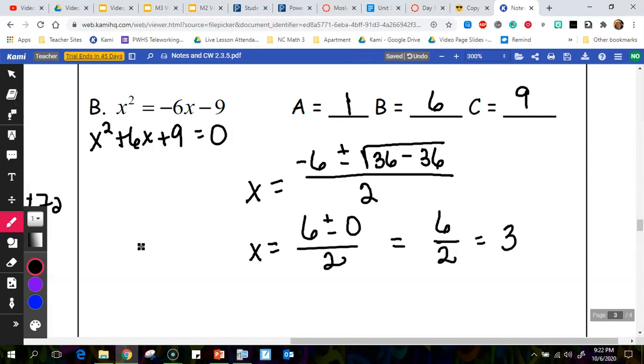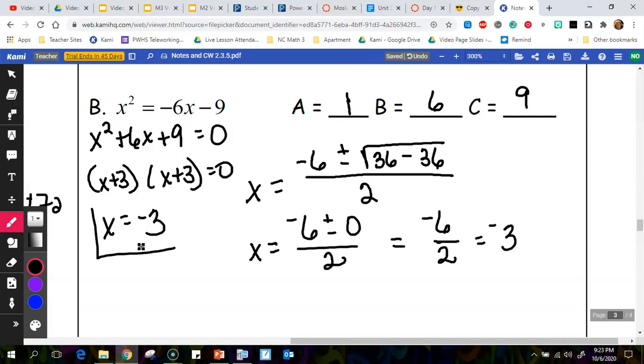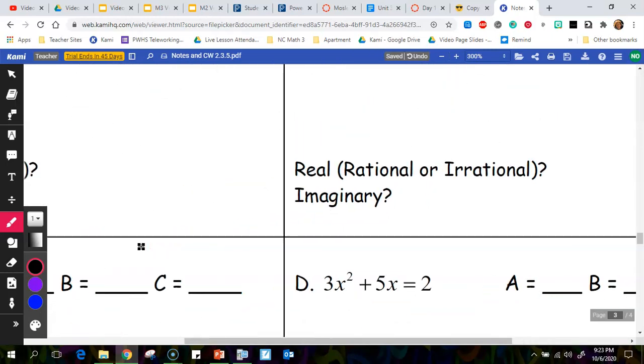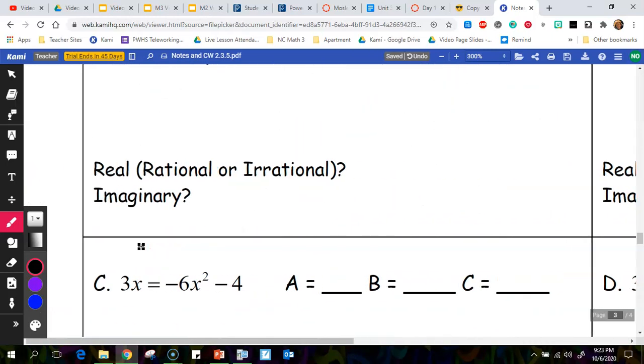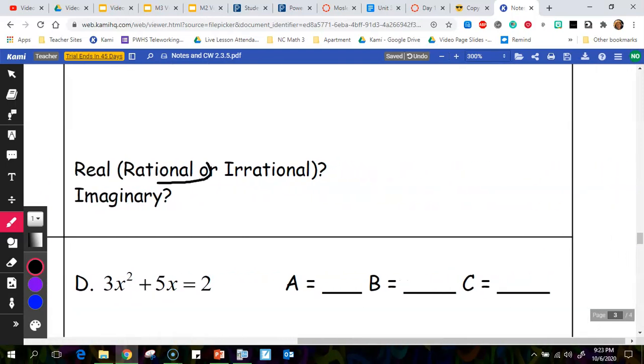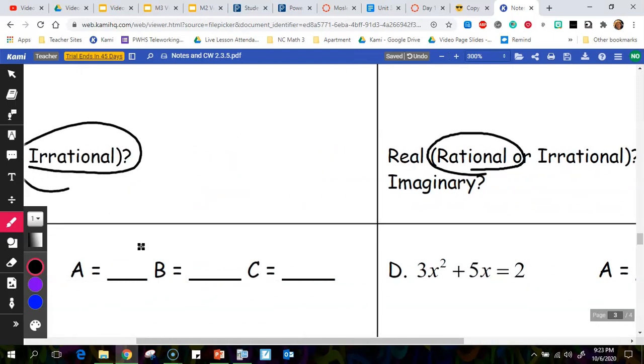This is a double root because we could have factored this as x plus 3. Wait a minute, oh, minus. Sorry, that's negative. x plus 3, x plus 3 equals 0. So x equals negative 3, and it shows up twice. But your answer is just x equals negative 3. So that's a real rational root. This one was irrational, and this one was rational. Okay, how many more of these do we have?